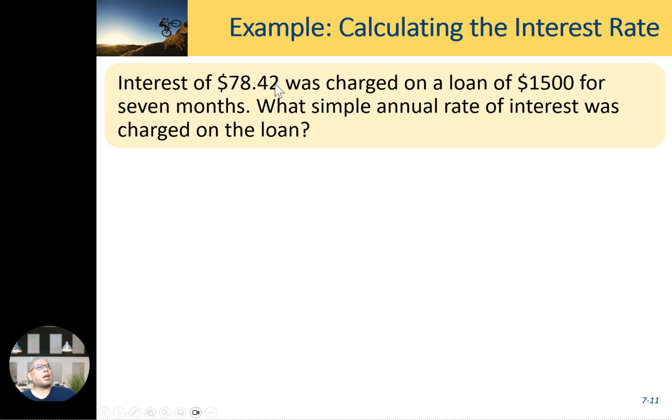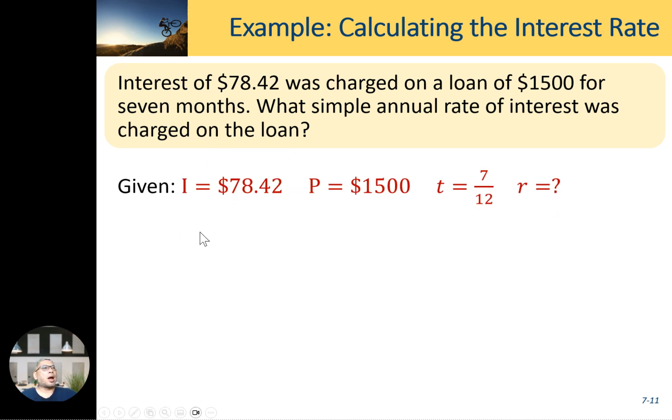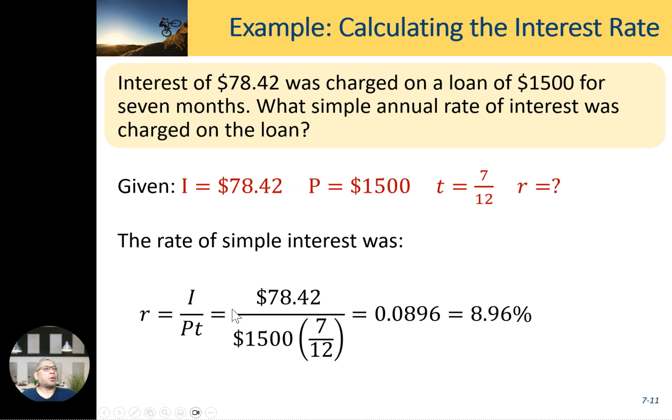Again, interest of $78.42 was charged on a loan of $1,500 for 7 months. What is the simple annual rate of interest charged on the loan? I is equal to 78.42, P equals 1500, T equals 7/12. What is R? Plug into the formula given before: 78.42 divided by 1500 times (7 divided by 12) will be 8.96%. The 7/12 is because 7 months is divided by 12. So you're looking for R, the annual simple interest rate.